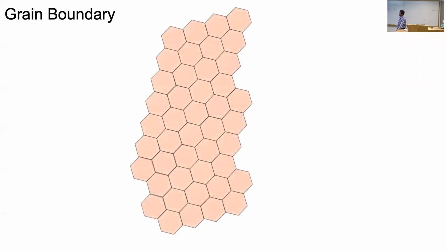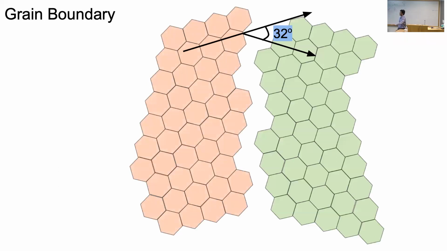So to put it simply, what is a grain boundary? It's a boundary between two grains. Now let's imagine that there is a grain over here and it has a crystallographic direction. Now let's twist this grain by some random angle, let's say 30 degrees. When you bring these two grains together, you may notice that you cannot fill this boundary with hexagons. Now it has to be filled with other non-hexagonal polygons.